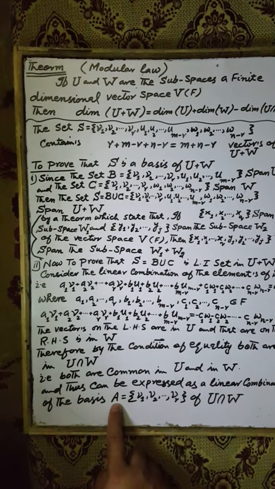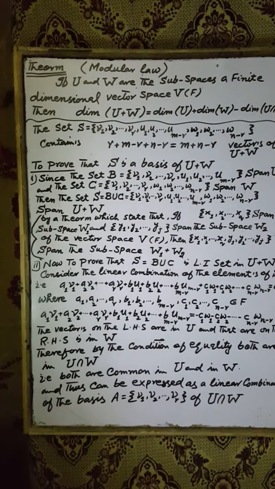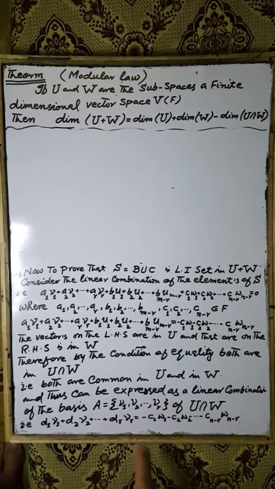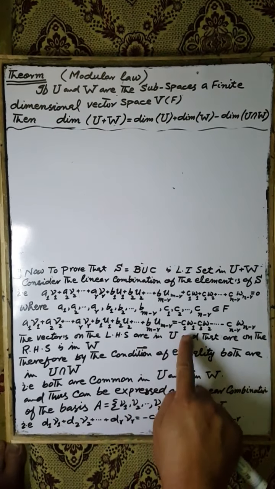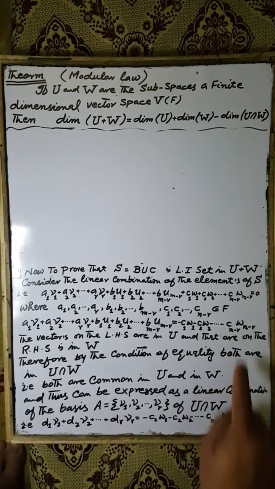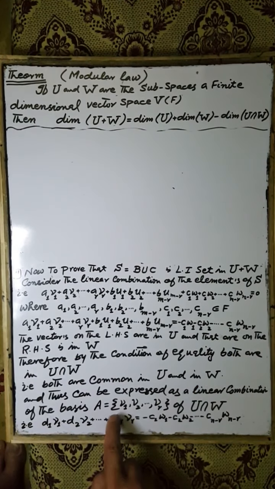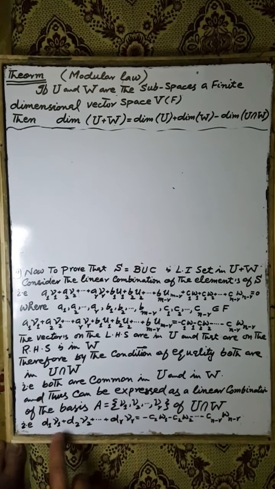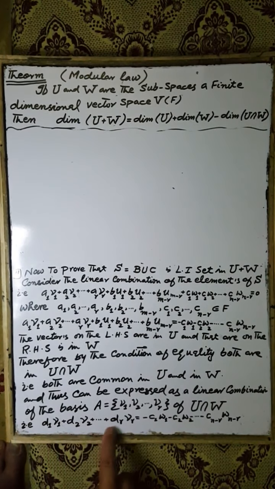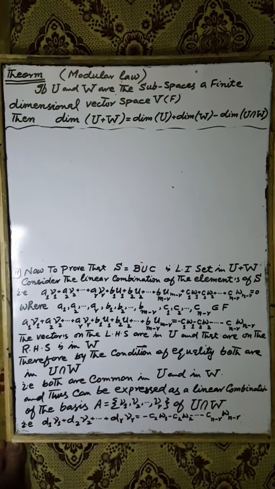That is, the basis of U intersection W is a set A containing the vectors v1, v2 up to vr. The vector minus c1 w1 minus c2 w2 up to so on minus c(n minus r) w(n minus r) can be written as a linear combination of the basis of U intersection W, that is d1 v1 plus d2 v2 plus up to so on dr vr. This is an element of U intersection W, as explained in our previous step.